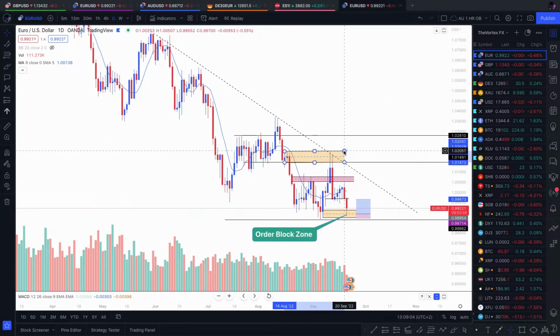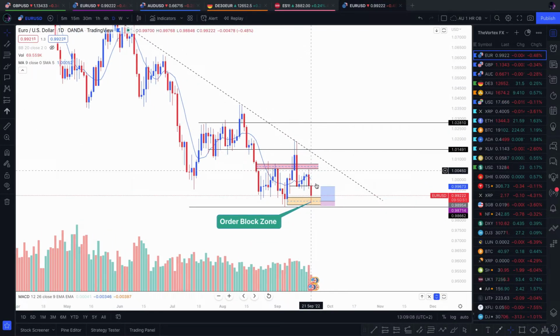I am now removing that from the chart. There we go. Right, this is on the daily. We have seen nothing. We have been ranging. We tried to break out of this purple resistance zone, and this is when price came back and said, nope, not today.